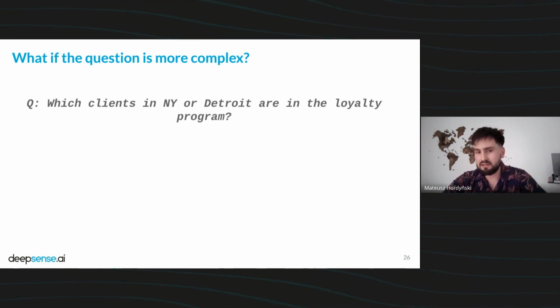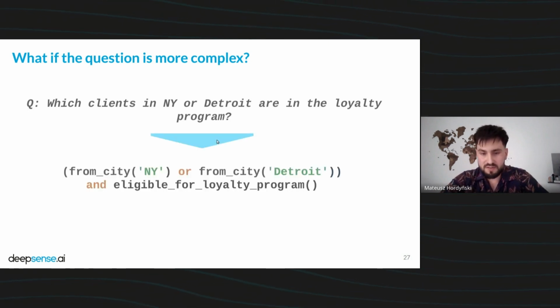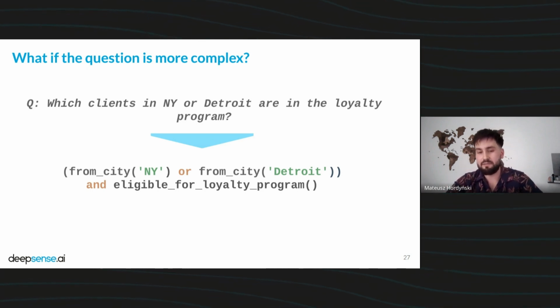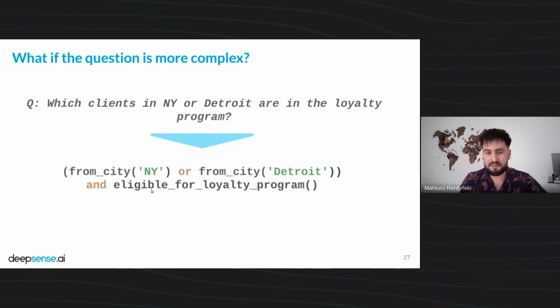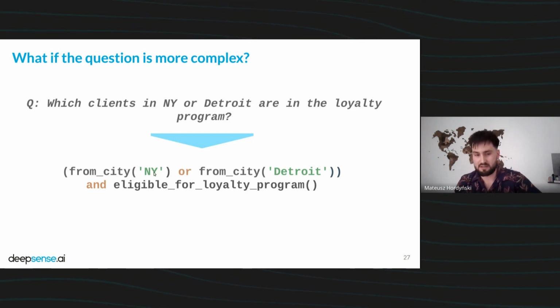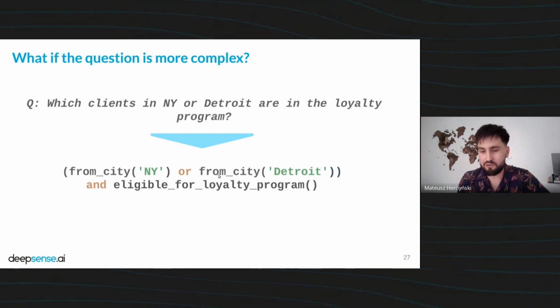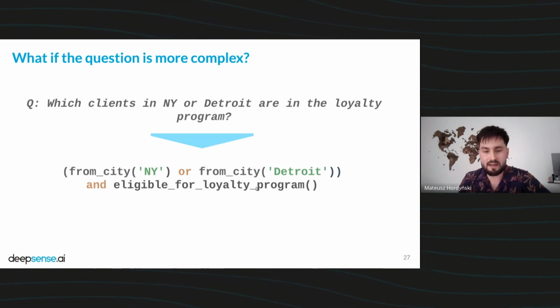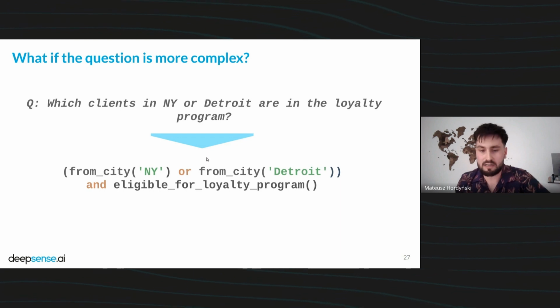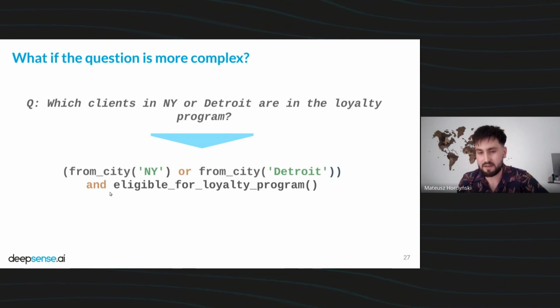But we thought about how to handle it a little differently. So what we did is we introduced a way of chaining the functions together. So here we still have functions, and each function is responsible for only one component of the question. So we have a function like from city, and here we have New York. We have from city Detroit, and we have eligible for loyalty program. And these functions are joined together with the logical operators. So we have ors, we have ands, we may have nots here.